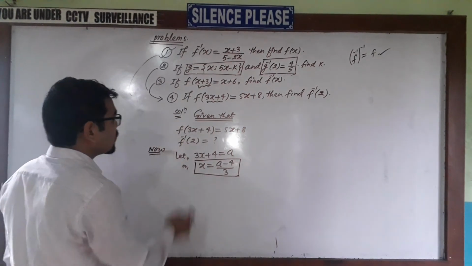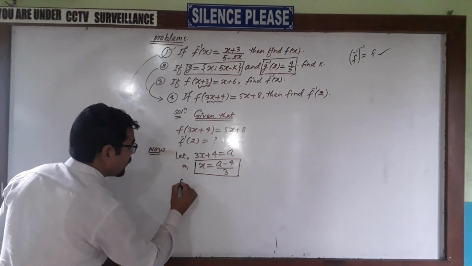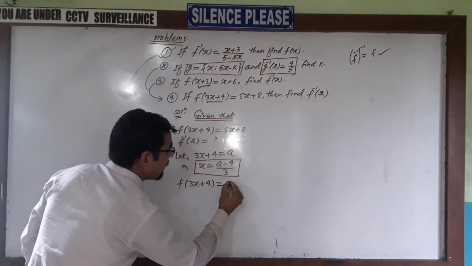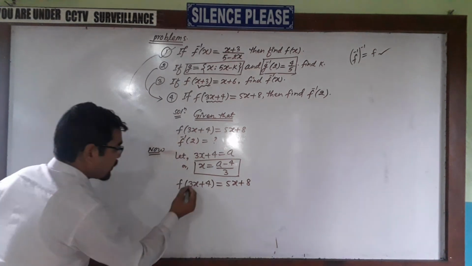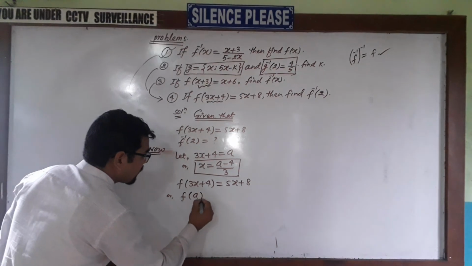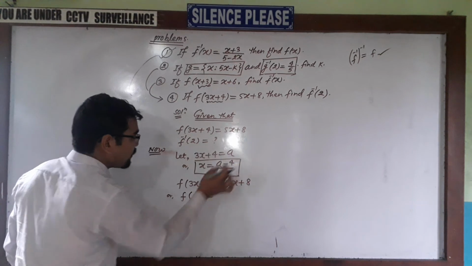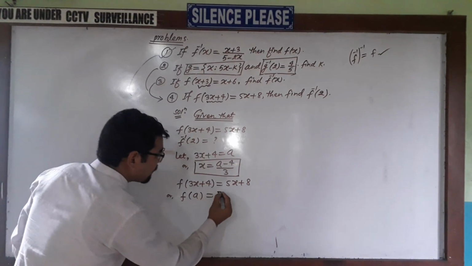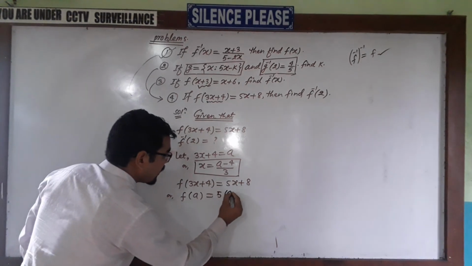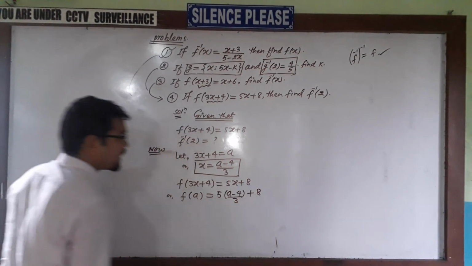The question is f of 3x plus 4 is equal to 5x plus 8. Now we can substitute 3x plus 4 equal to a. So f of a is equal to 5 times, in place of x we put (a minus 4) divided by 3, plus 8 as it is.